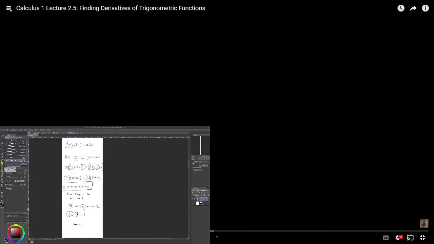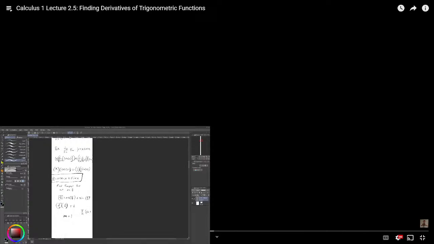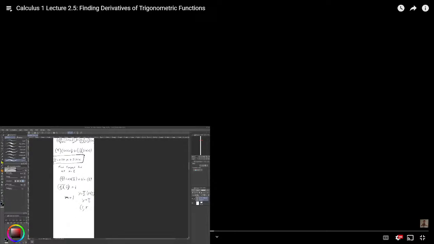If you plug pi over 2 into the original, pi over 2 times sine pi over 2. Sine pi over 2 is 1, times pi over 2, so y equals pi over 2. The point is, I guess, pi over 2, pi over 2.